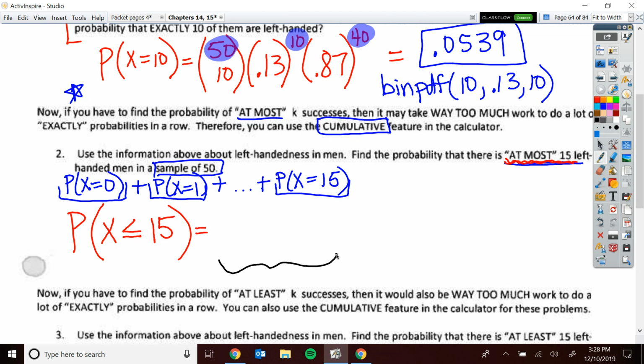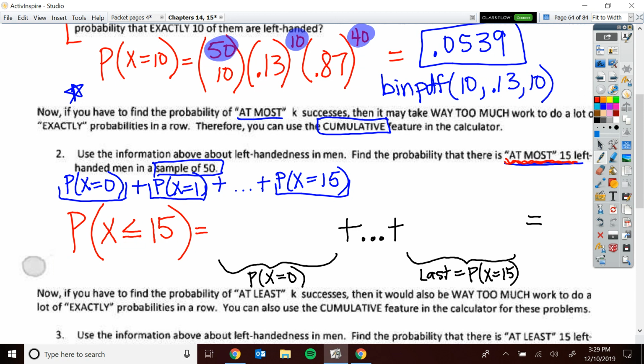We're going to do the first, which is actually 0 successes. And then we're going to go plus dot, dot, dot, plus, and then we're going to do the formula for the last in the sequence, which is the x equals 15. So I'm going to show the formula for both of those two, and then I'm going to use my calculator. So here we go.